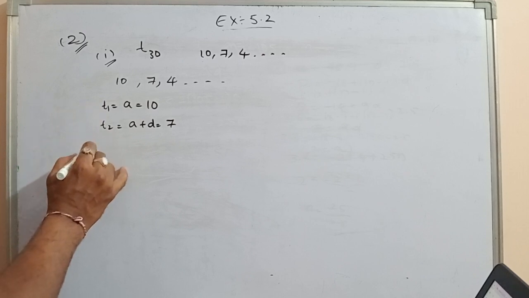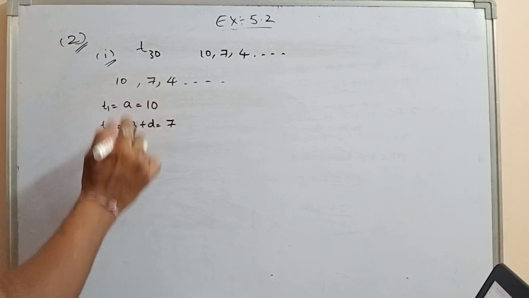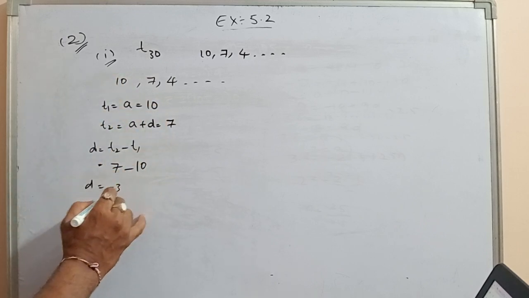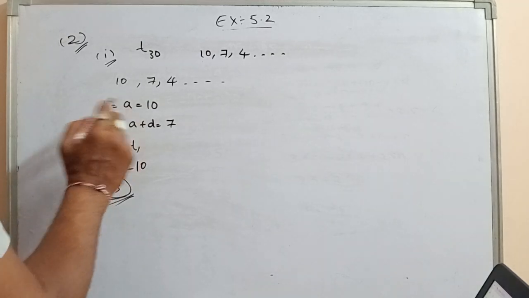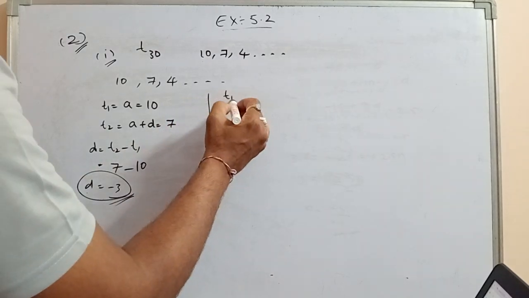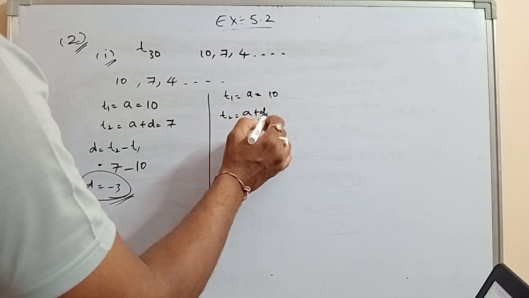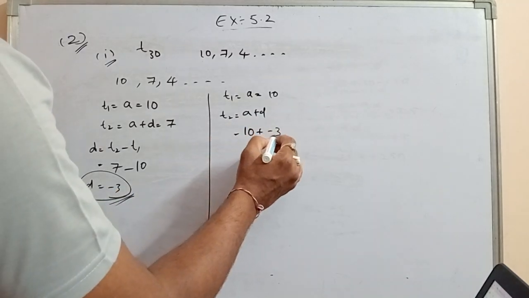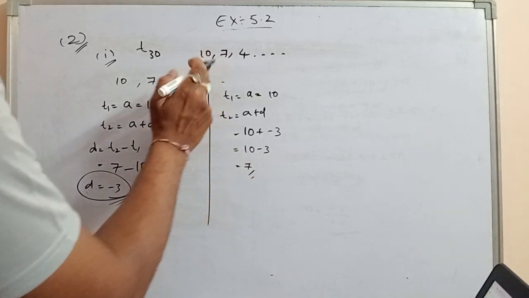In order to find the common difference D, we know the formula T2 minus T1. So the second term, 7, minus the first term, 10, gives the common difference D as minus 3. So we have got the value of D and we know the first term A. T2 is equal to A plus D, which is 10 plus minus 3, that is 7. So it's in AP.